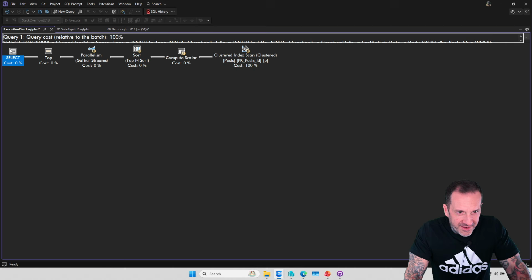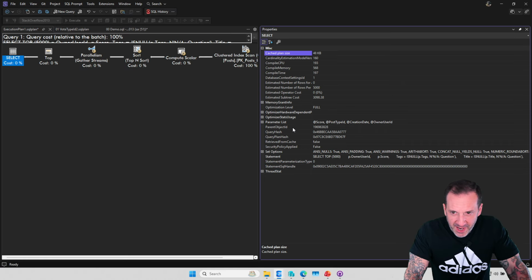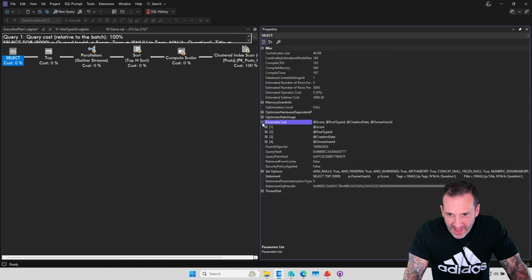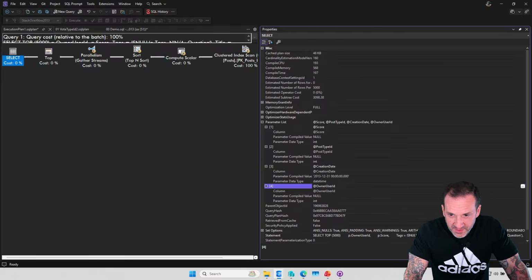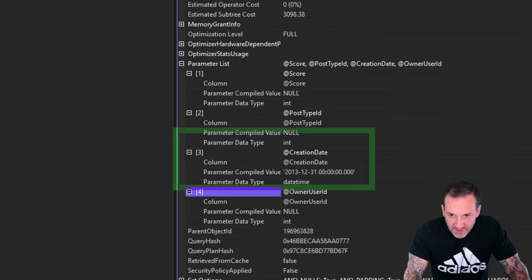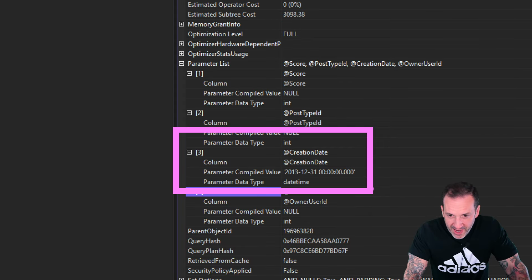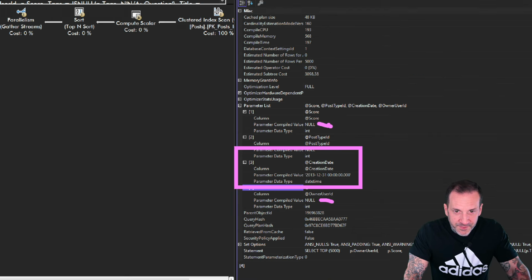If we look at the query plan for just this first one and we go to the properties, this is the one that used the procedure level recompile. This one we can see the parameter list in, but we'll just see which ones were null and which ones actually had a value to them. So this is the one that executed where we used creation date. So we have the parameter compiled value in here, but we see the parameter compiled value for the rest of these is all null.